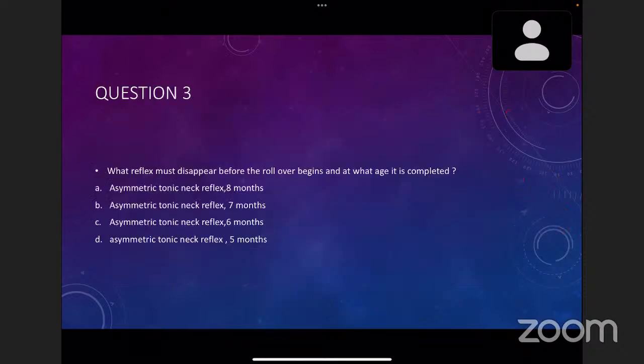So the question was, what reflex must disappear? That is your asymmetric tonic reflex. And what was the question? At what age is it completed? It begins at 4 months, but it completes at 7 months. So the answer is B, asymmetric tonic neck reflex, and it's 7 months.